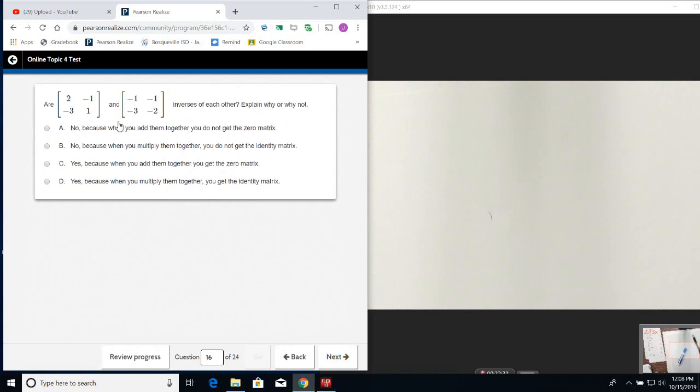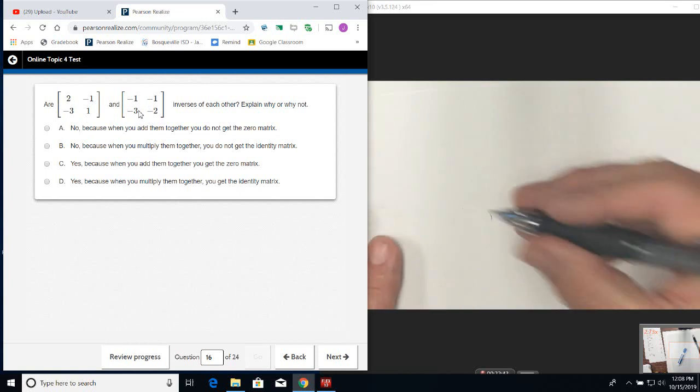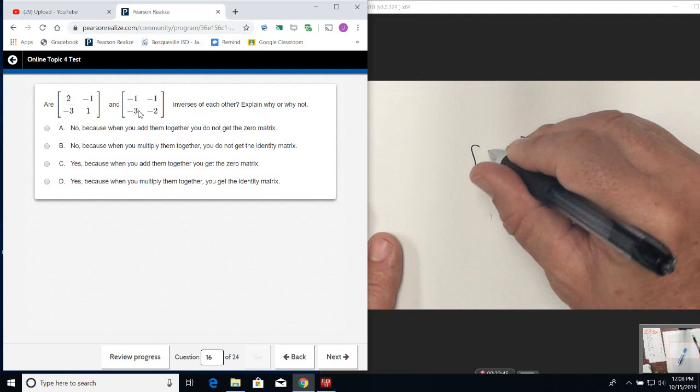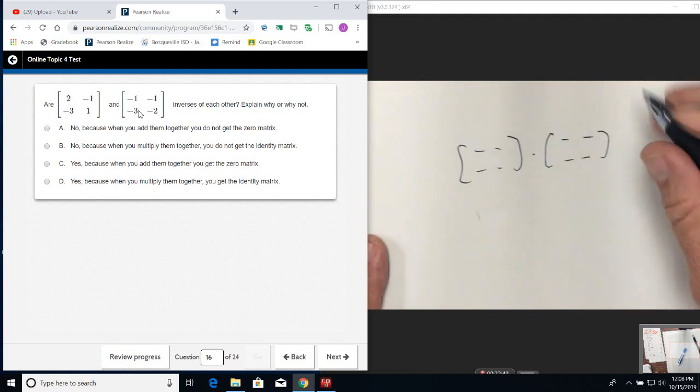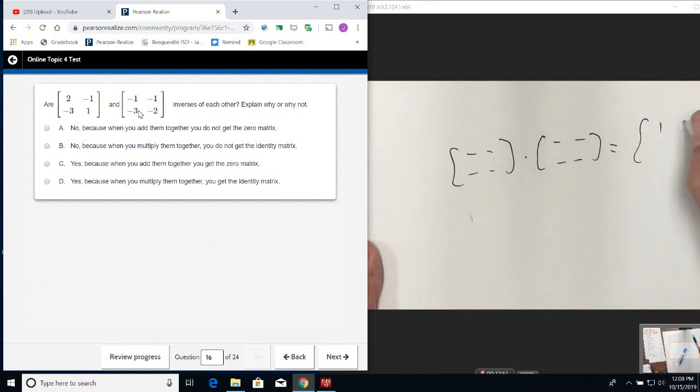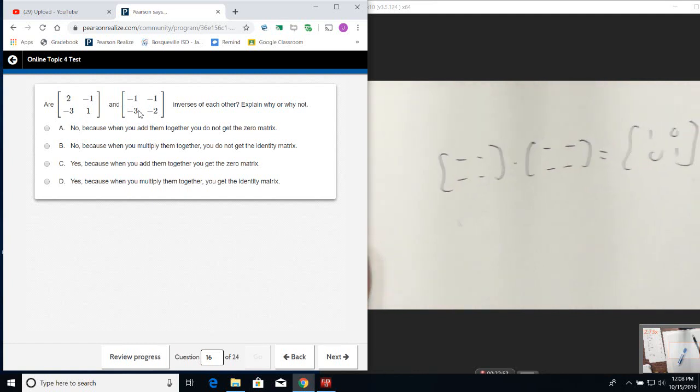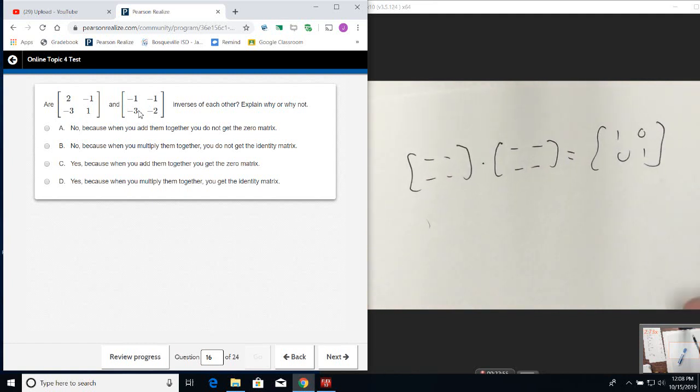All right, how do I tell if these are inverses of each other? Can y'all tell me? I'm not going to try to trick you on the test. If you take them and multiply them together and you get the identity matrix back, then they're inverses. So if I have some 2 by 2 times some other 2 by 2, and if I multiply it together and I get the identity matrix back, this diagonal of 1s and everything else zeros, then they're inverses.